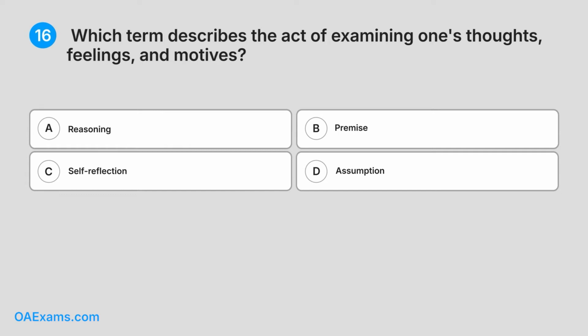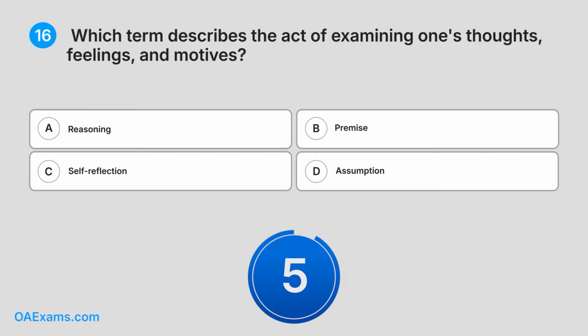16. Which term describes the act of examining one's thoughts, feelings, and motives? A. Reasoning. B. Premise. C. Self-reflection. D. Assumption. Do you know the answer?